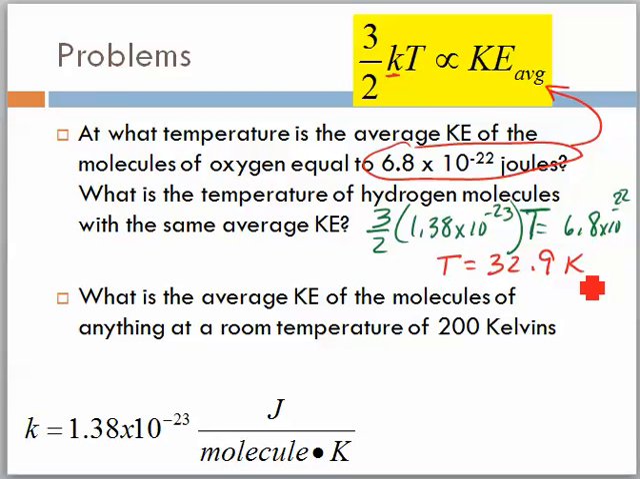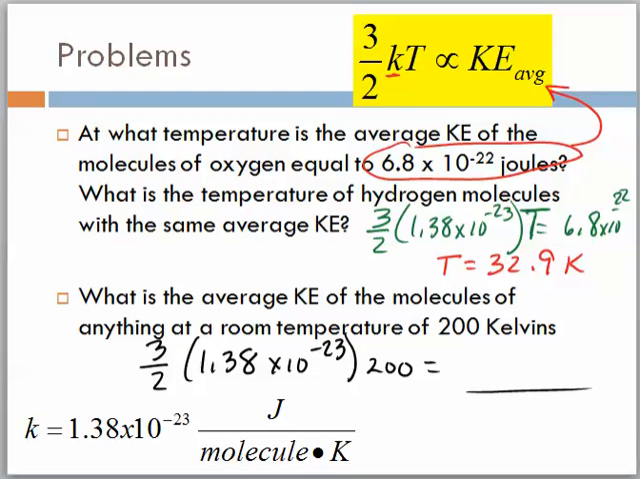Let's have you go ahead and work out the second one. And when you multiply this out, you're going to get an answer of 4.14. Now let's try this again. There we go. 4.14 times 10 to the negative 21st joules worth of energy.